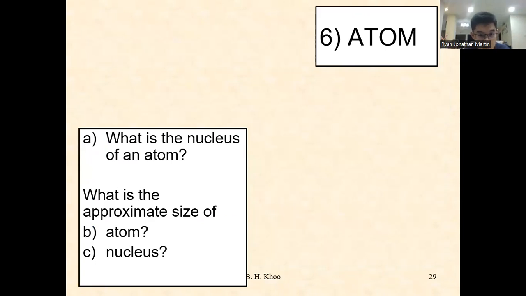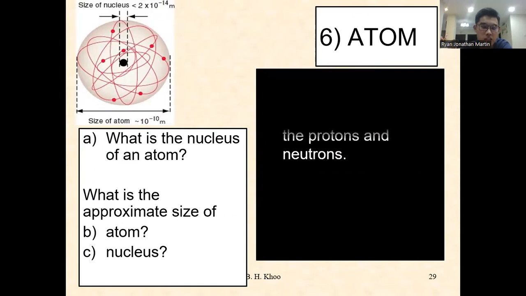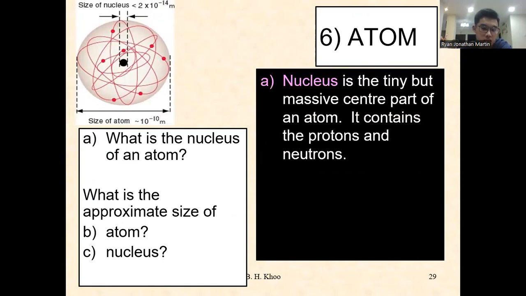What is the nucleus of an atom? You are supposed to be able to tell me. What's the nucleus? It's the central part of the atom where the neutrons and protons are located. Okay, good. The nucleus is a tiny but massive center part of an atom. It contains protons and neutrons. What is the size of an atom? 10 to the power negative 10 meter. Okay, nucleus?